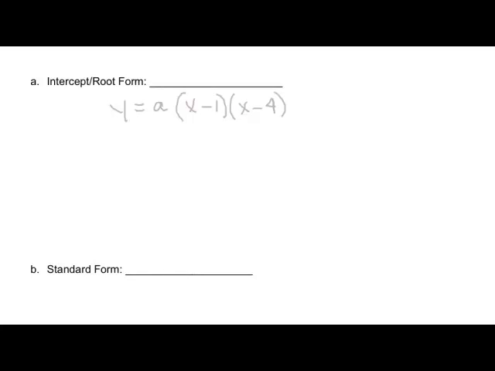Again, we can use any point on our graph besides the roots to find our a value. So let's go back up to our graph for a second and see what other points we have. I want you to take a second and look at the graph and see what other points we have that we can use to plug into intercept root form to get our a value.